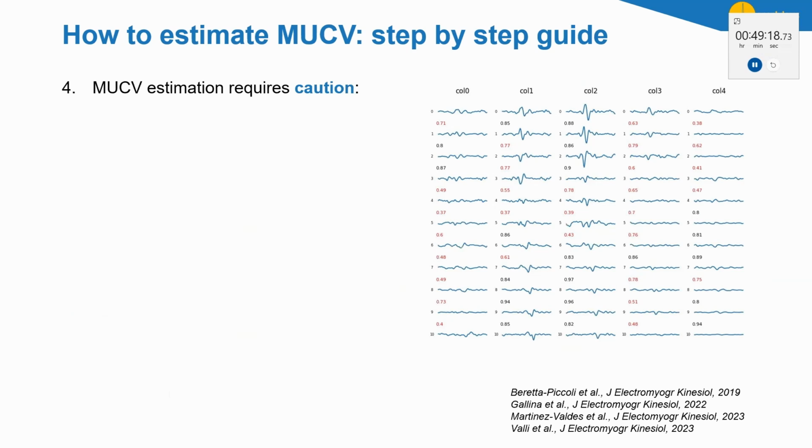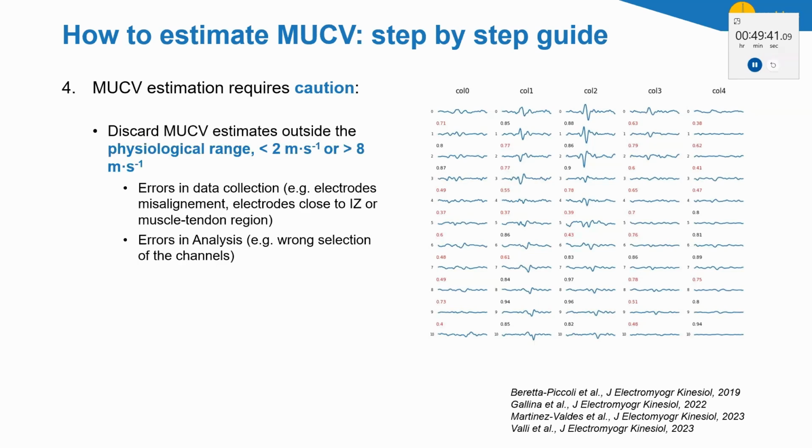One more time, conduction velocity estimation requires caution because it is a variable that can be easily influenced by how we position the electrodes and how we select the channels among the others. We should always discard conduction velocity estimates that fall outside the physiological range, which is generally between 2 and 8 meters per second, since this bias may be due to errors both in data collection or in the analysis. In simpler terms, wrong channel selection.